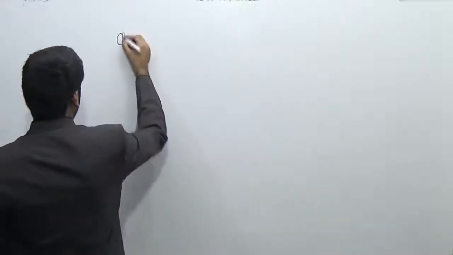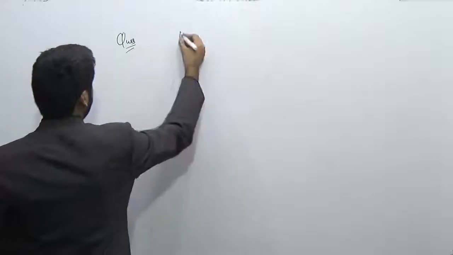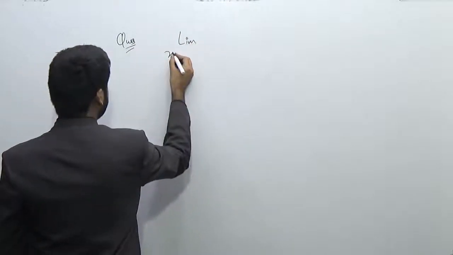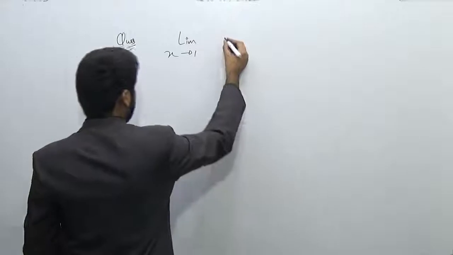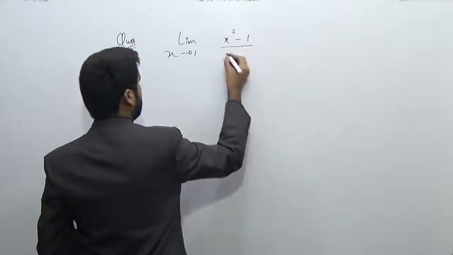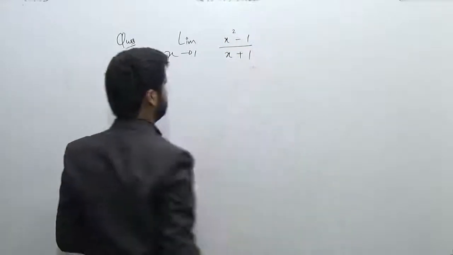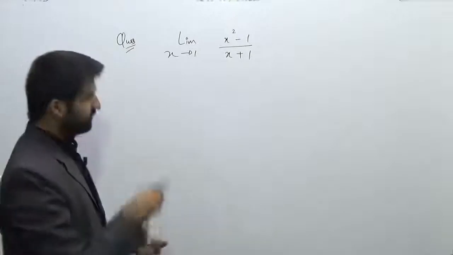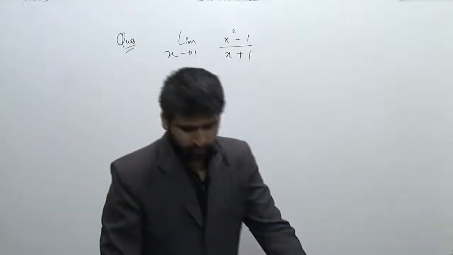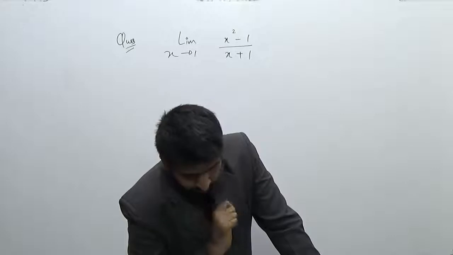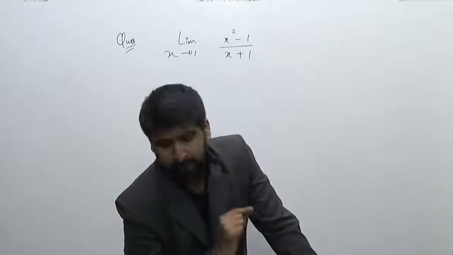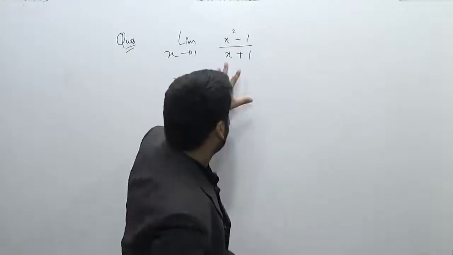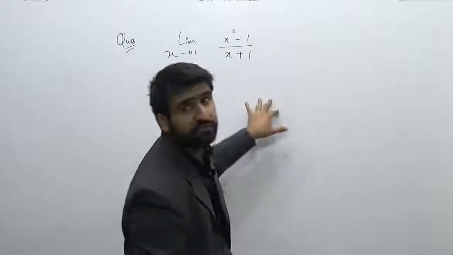Tell me, what is the value of limit x tending to 1, (x square minus 1) upon (x plus 1)? Can you tell me the limit of this function? x square minus 1 upon x plus 1. Now you must see what is the point of breaking of this function.